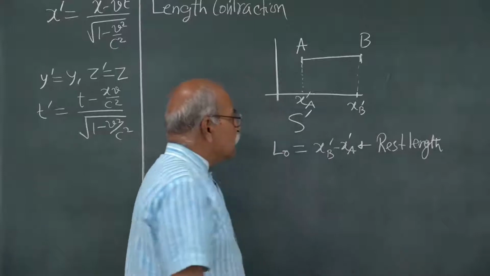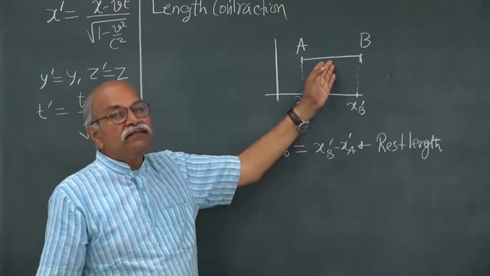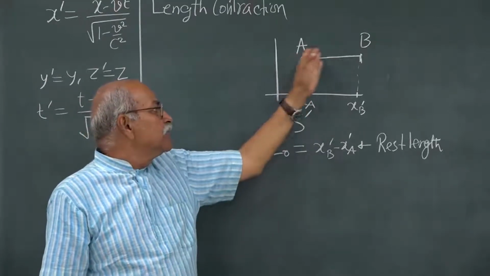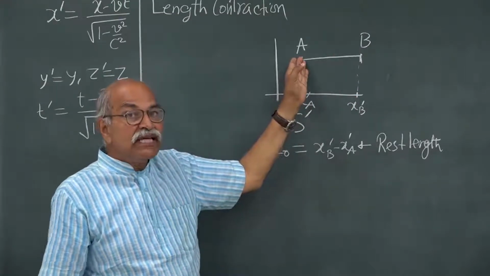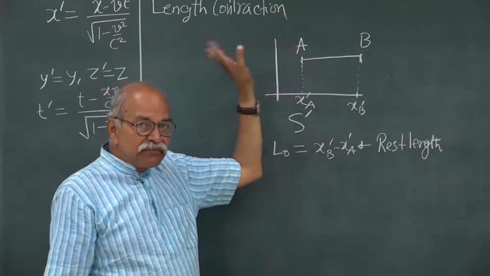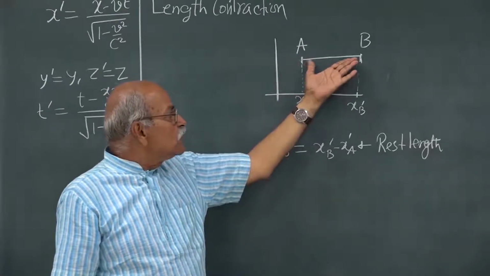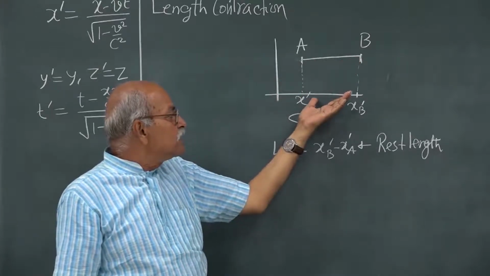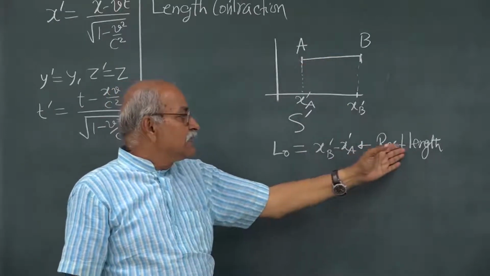Why? Because it is measured from a frame in which this length does not move. This A remains at the same position, B remains at the same position, same coordinates. When I say same position, it means same coordinates, x A prime and some y prime, z prime, you can take. So, since this length is not moving within this frame, and the measurements are being done from this frame only in which it is at rest, therefore, it is called rest length.